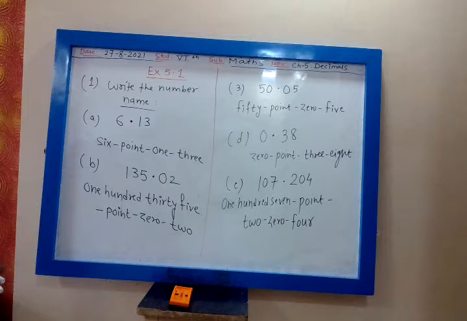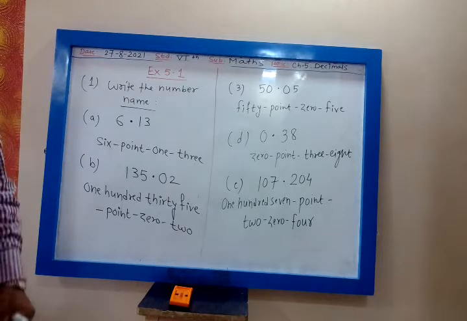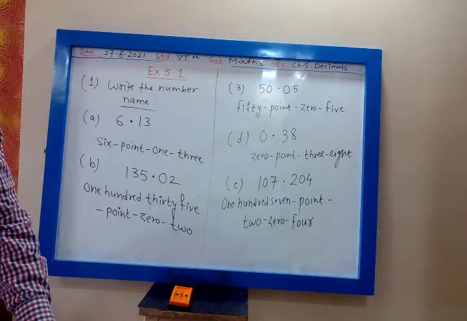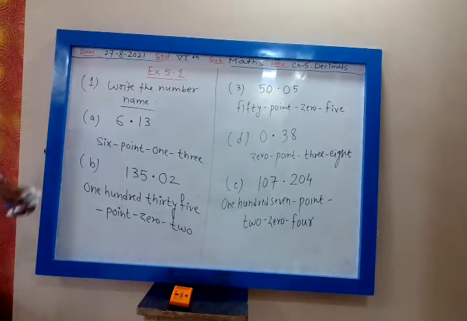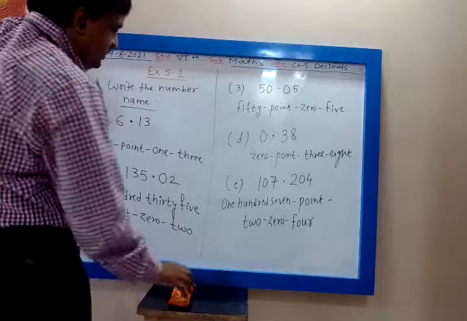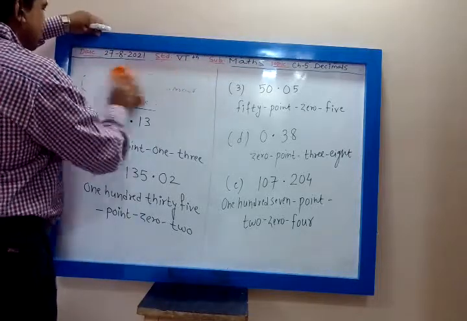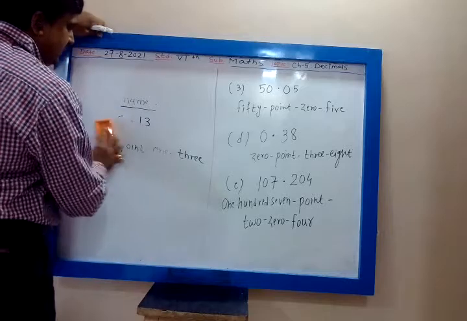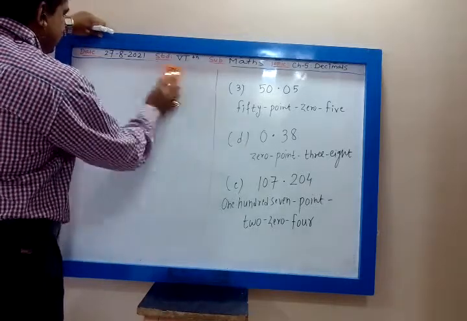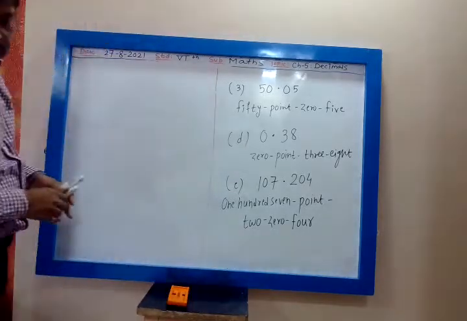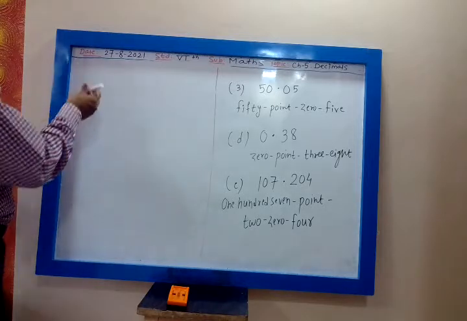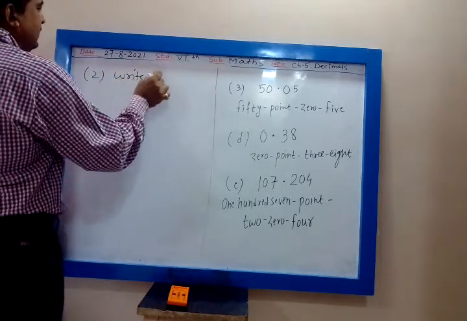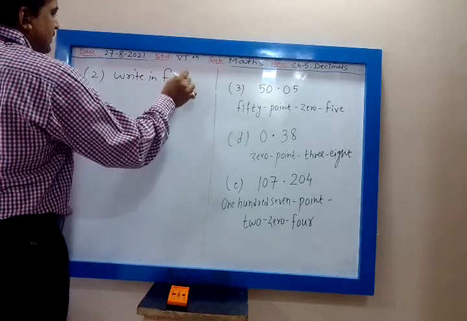Write each of the following in figures. First, 7 thousandths. My dear, wait. Write 7 thousandths. Okay, let us see. Write each of the following in figures.